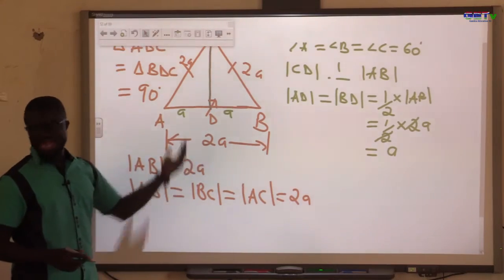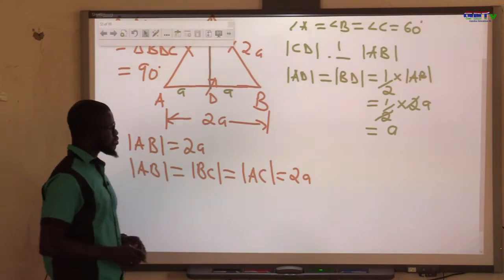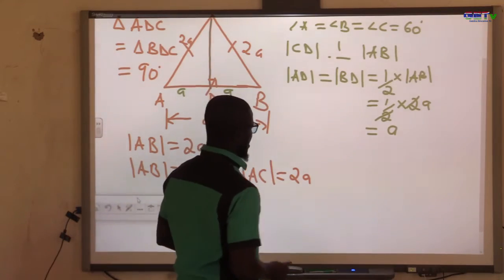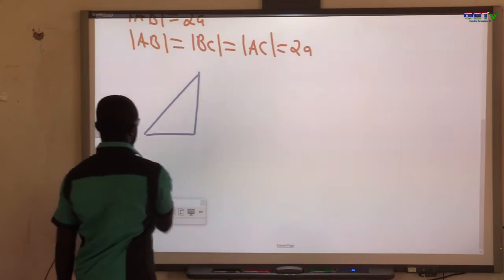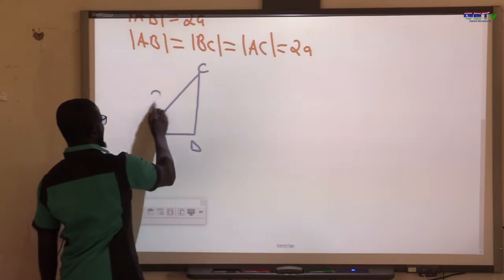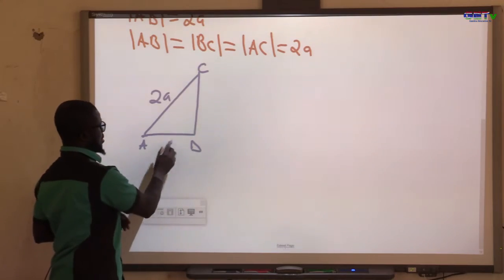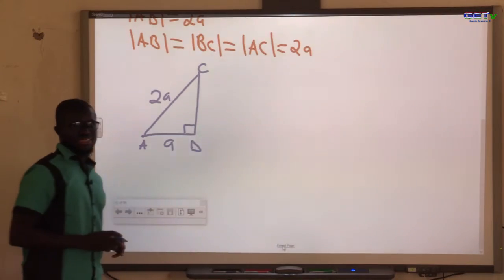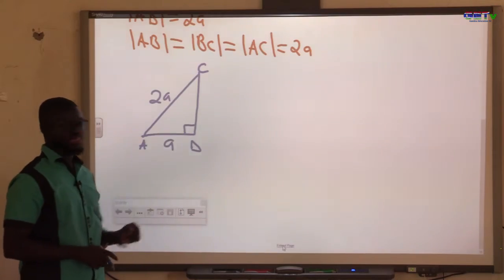So in this case, I am going to use triangle ADC. Let's consider triangle ADC. We label this side as 2A, remember? This was A. And remember, this is a right angle at D. If you look at the previous diagram I drew, this is where we extracted this from.